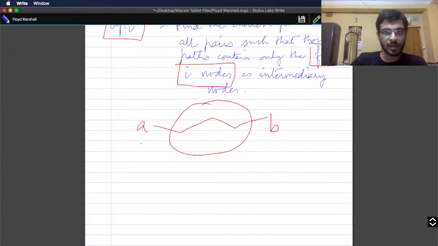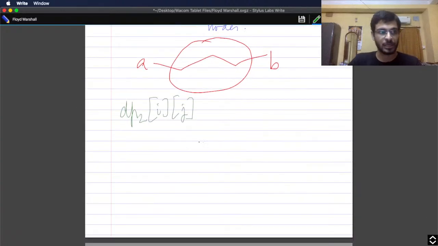अब हम बोलेंगे कि हम dp2 फॉर्म करना चाहते हैं, dp2 ऑफ i to j, और इसके लिए हम क्या बोलेंगे? अगेन डू द सेम थिंग. dp2 ऑफ i to j के लिए हम बोलेंगे कि take the minimum.